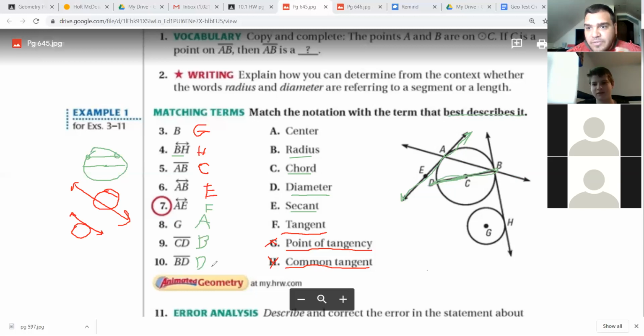Now, a diameter is always a chord. Not every chord is a diameter. So technically, chord would work, but diameter is definitely more accurate.